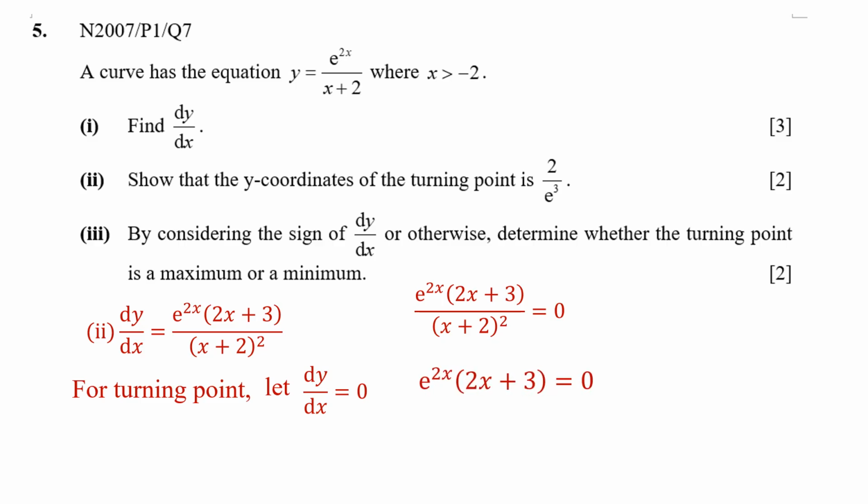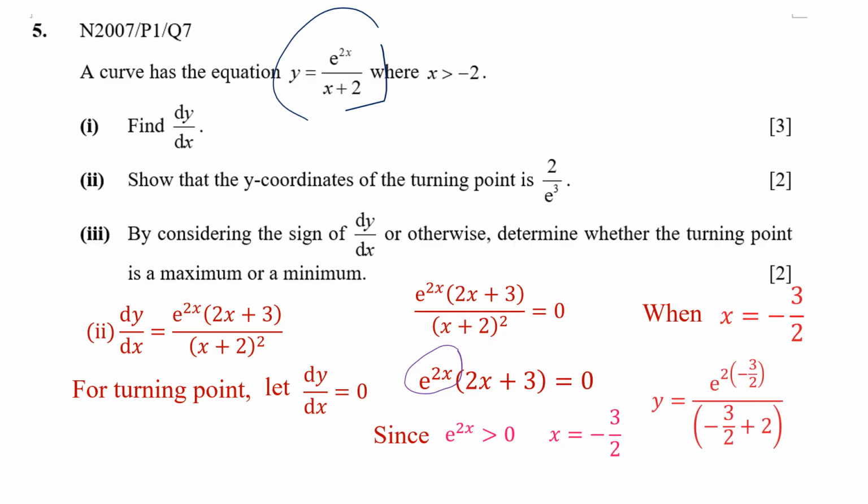Bear in mind that this is an exponential function, which is always more than 0. It cannot be equal to 0, so it is inapplicable for it to be equal to 0. Therefore, you're only left with 2x plus 3 equals 0, so x equals negative 3 over 2. We're going to substitute the value into this to find your y coordinates.